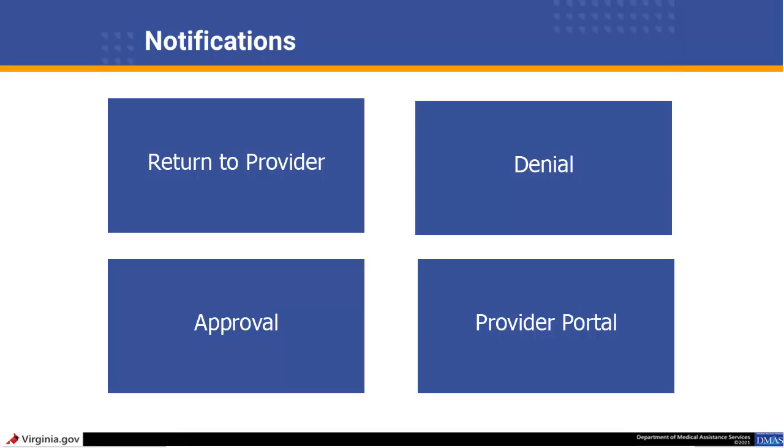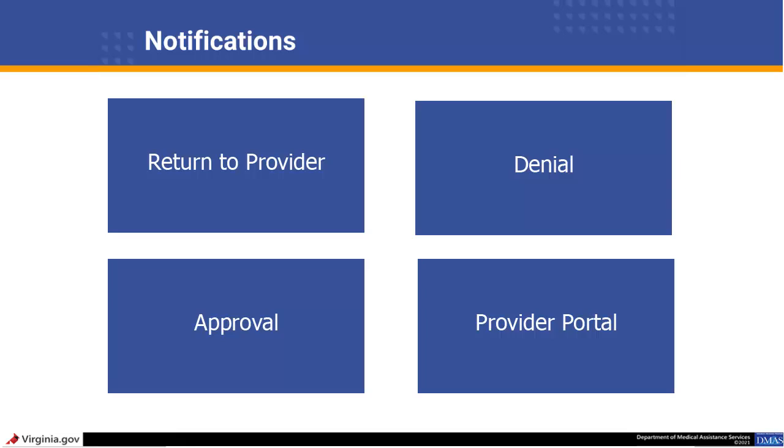After a determination is made on the application, users will receive one or more notifications. If your application is sent back for corrections, you will receive a return to provider notification outlining the necessary changes. This may include adding additional attachments or editing responses. You'll have 30 days to make the required corrections and resubmit your application. Failure to do so by the deadline will result in your application being denied.